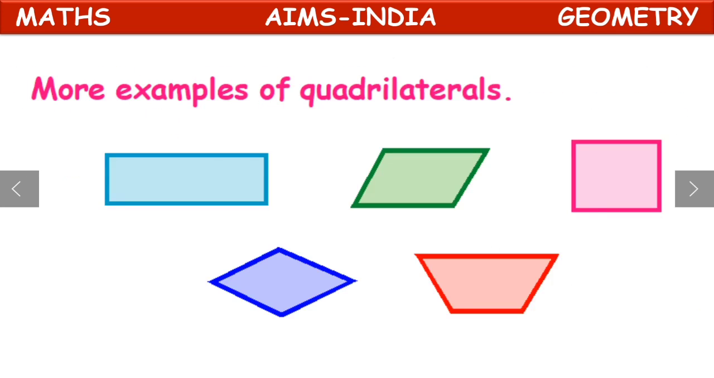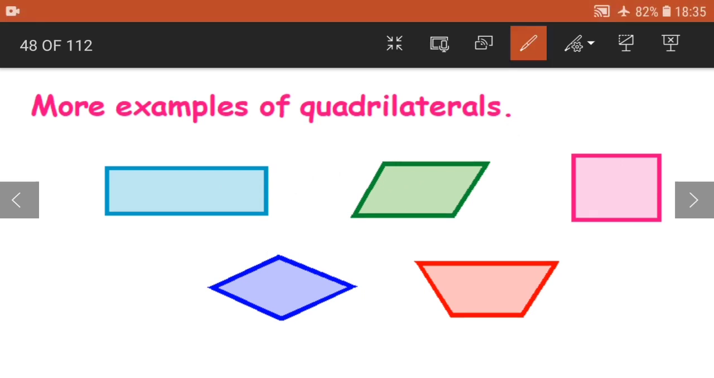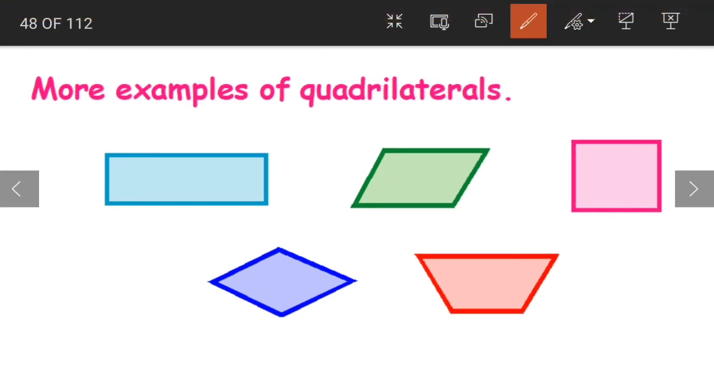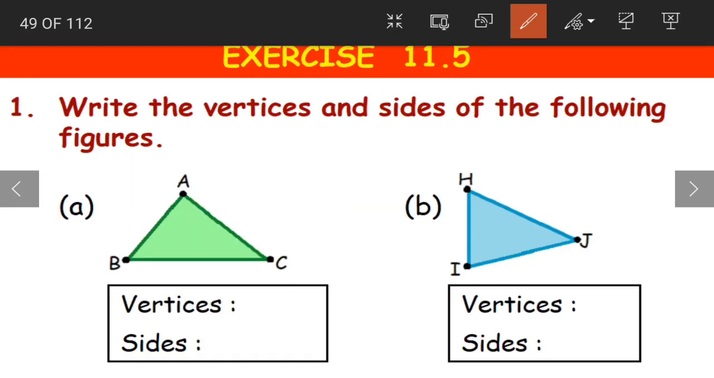Now a few more examples of quadrilaterals. See, all these shapes are simple closed figures and also they have four sides. So all these qualify as quadrilaterals, of which we know that this is a rectangle and this is a square. Now what are the other three? We can simply call them quadrilaterals. Now write the vertices and sides of the following figures.